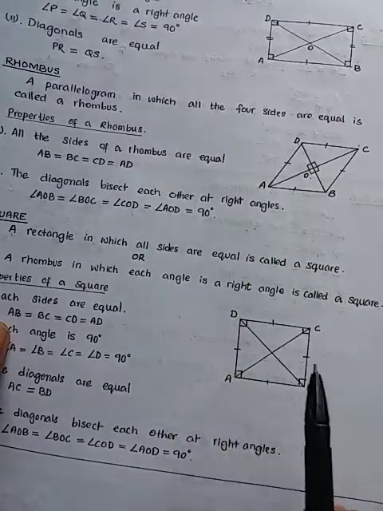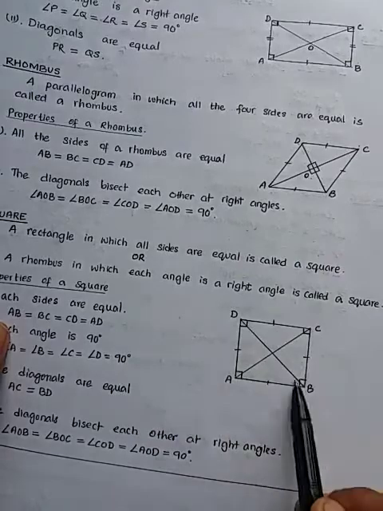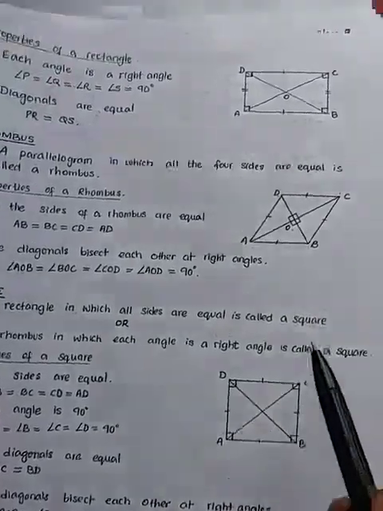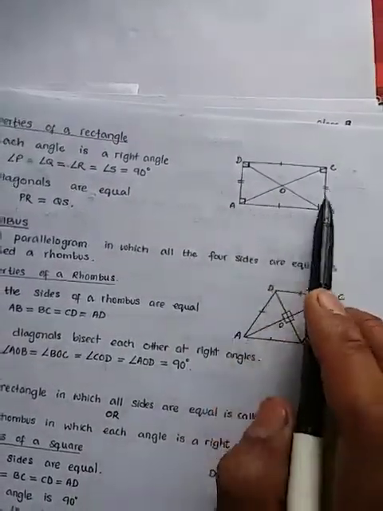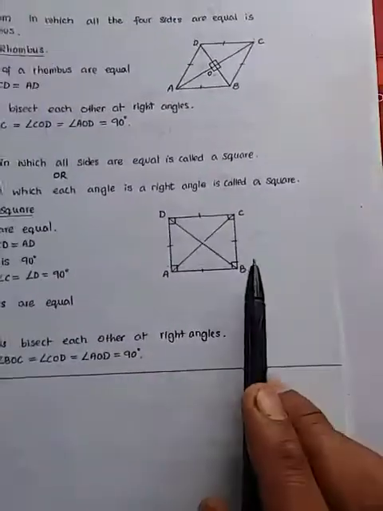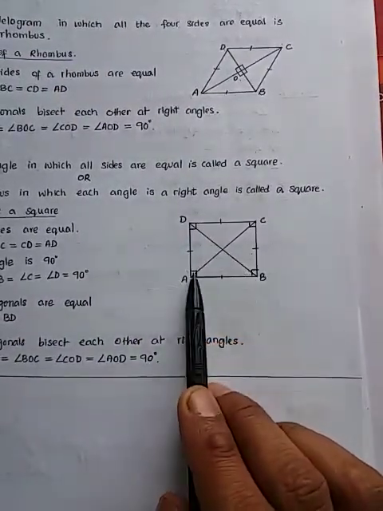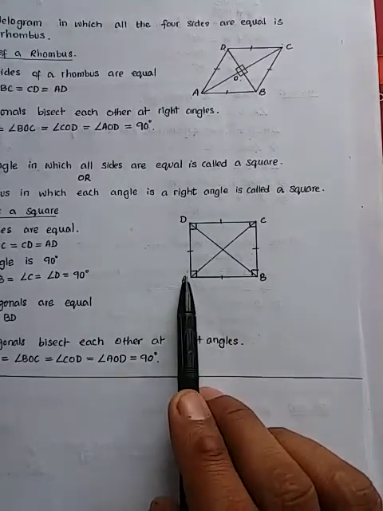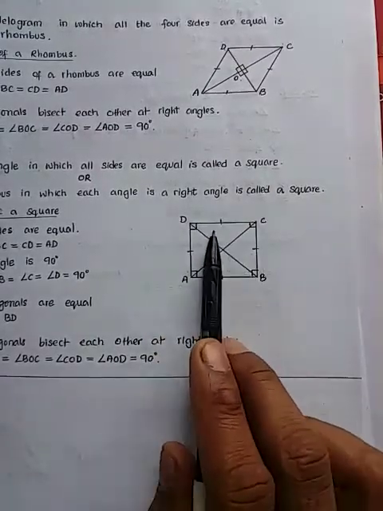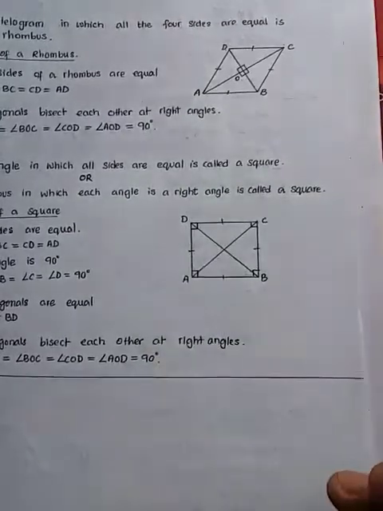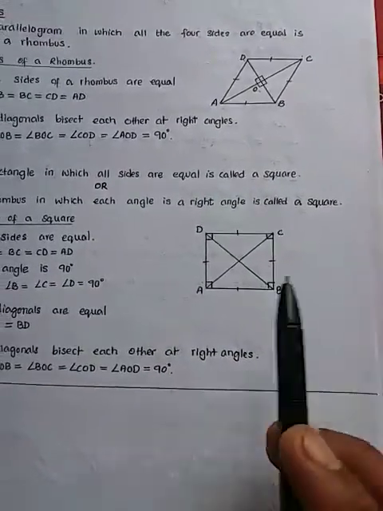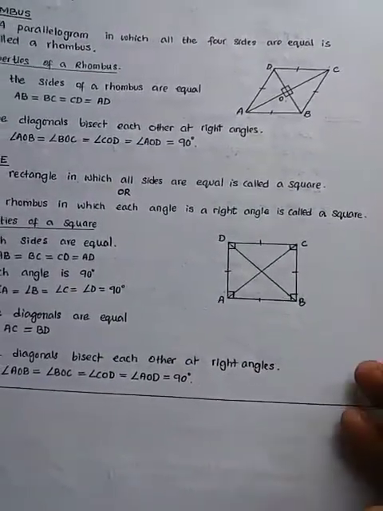Again, since in a rectangle each angle equals 90 degrees, we can say that a square is a rectangle in which all the sides are equal. Okay, so you can write any one of the definitions.